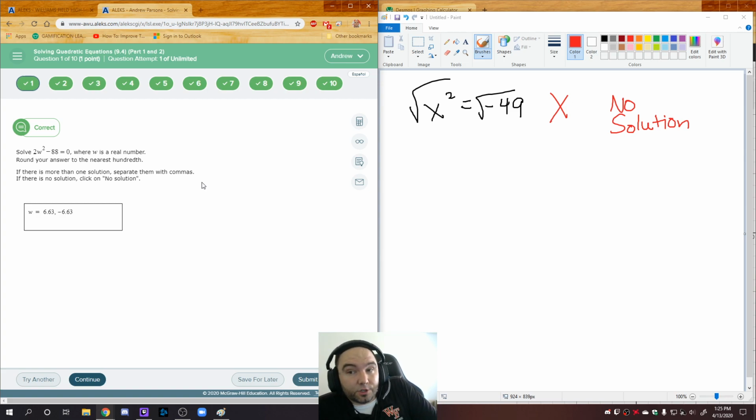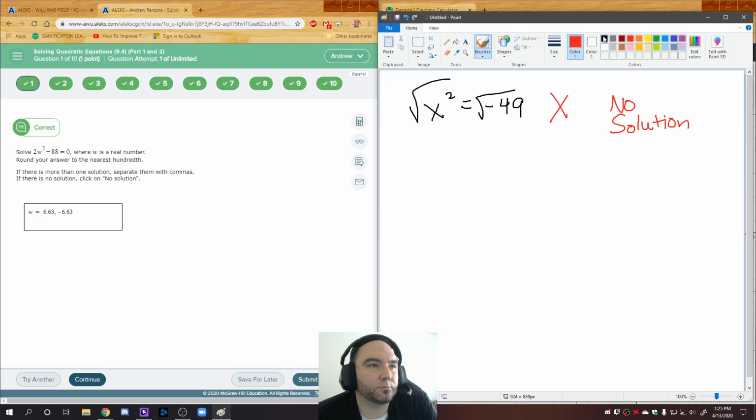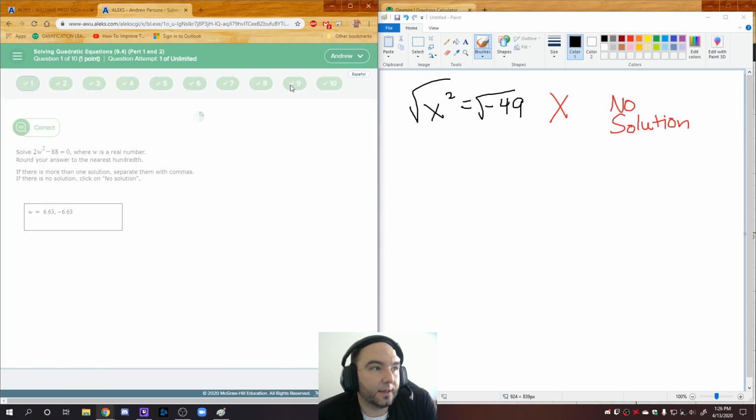The situation in which you would get no solution is if you're asked to take the square root of both sides, but the number side is already negative. There is no number that when you square it makes negative 49. 7 and 7 make 49. Negative 7 and negative 7 make positive 49. But nothing in the world times itself makes negative 49. It's impossible. Well, nothing in the real number spectrum. There's imaginary numbers, but that's an Algebra 2 thing. Okay? So that's when you would see no solution on any of the stuff we saw today.